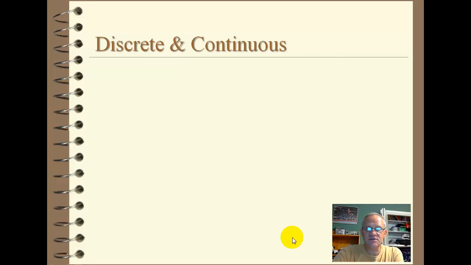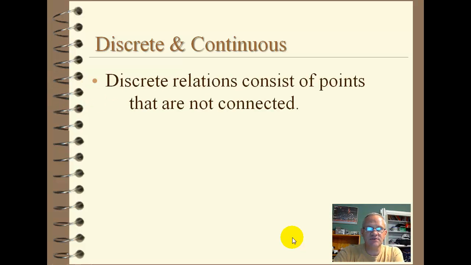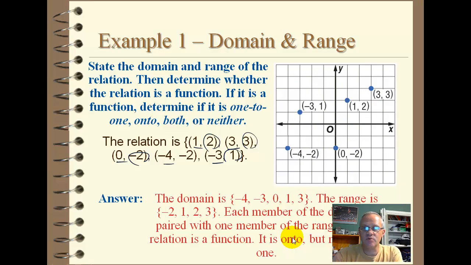All right, discrete and continuous. Basically, discrete just means it's a graph that's made up of points. Okay, it's not a line. So it's just individual points. That graph that we just looked at a second ago, let me back up on purpose this time. That is a discrete graph, okay? It's a discrete relation. You notice it's just points. It's not a line.